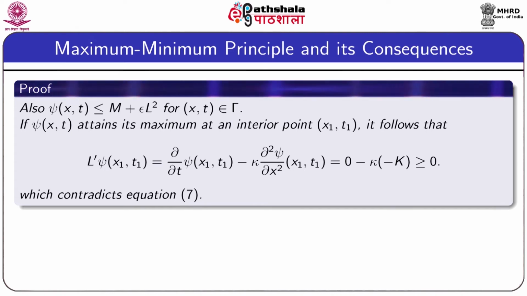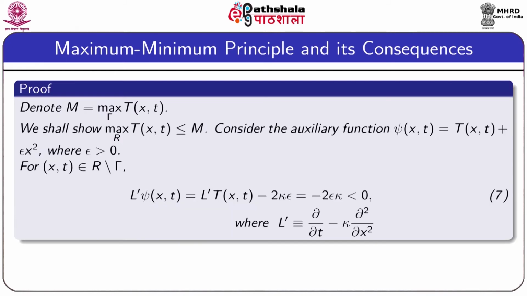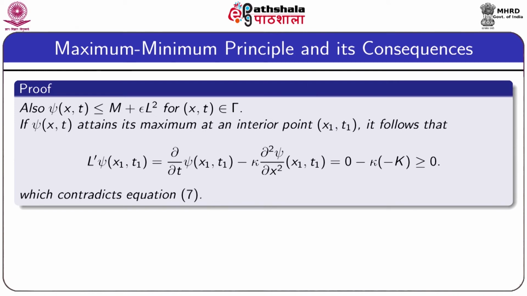Also, the value of psi is less than or equal to capital M. If we observe the expression for psi, psi equals T plus epsilon x square, and we know that the maximum of capital T in the region gamma is capital M. Therefore, the value of psi for x, t belonging to gamma is less than or equal to capital M plus epsilon L square.